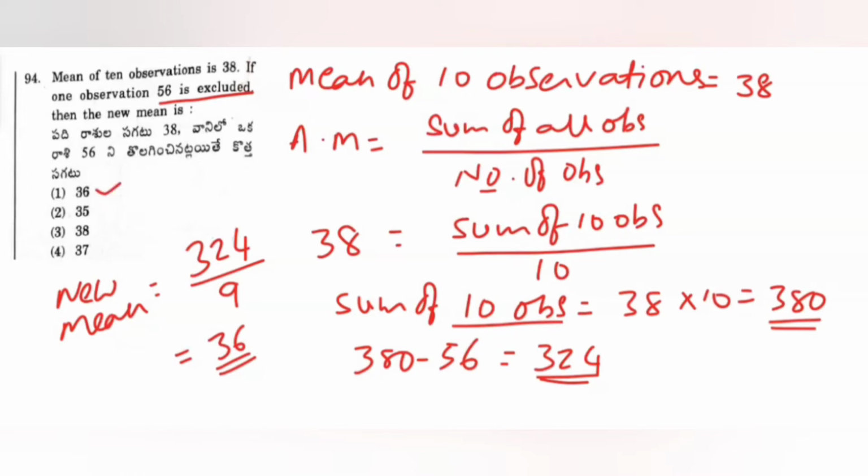Let us go to 95th question. Choose the incorrect statement. Median is affected by extreme values. There may be more than one mode for the given data. Mode is the most frequent observation of the given data, and median represents the middle value of the distribution arranged either in ascending order or descending order. So these are the 4 statements given. We need to find out the false statement.